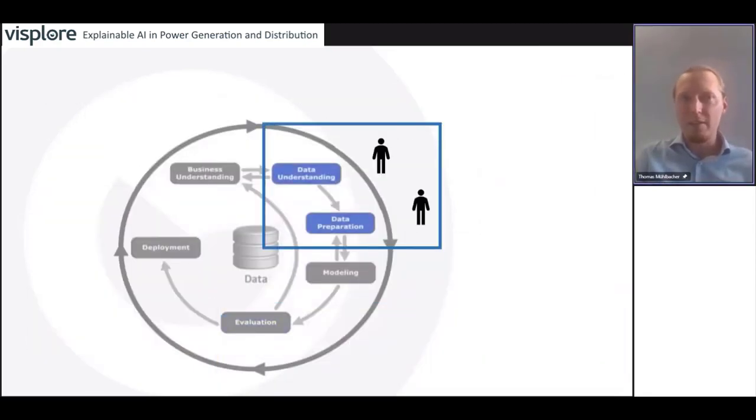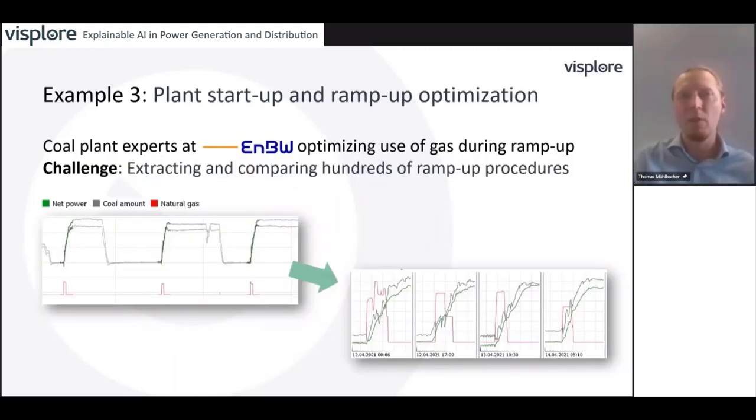All right. And the final example refers to data understanding and data preparation. And it is from Energie Baden-Württemberg. It is about optimizing the ramp-up procedures of a coal power plant. Ramp-up means that the power production is increased or ramped up to a higher level by the operators of the plant. Why is this done?